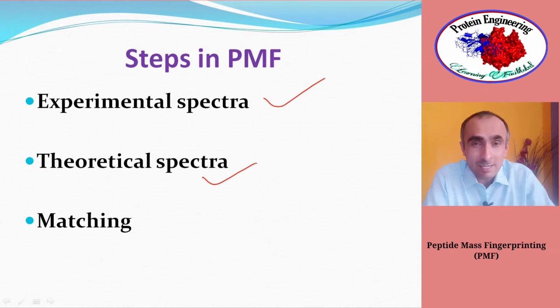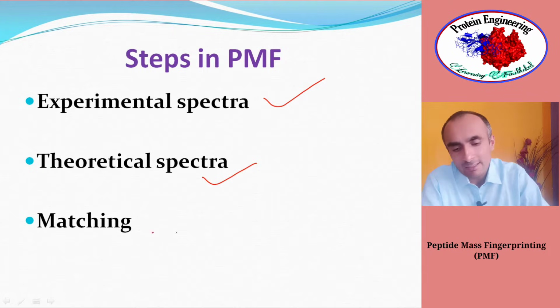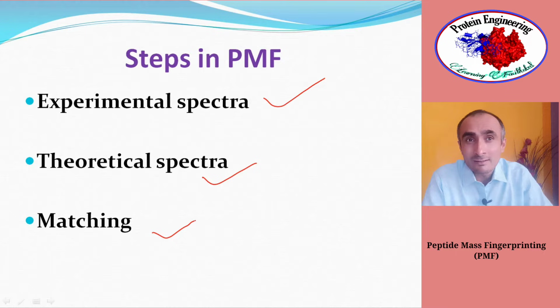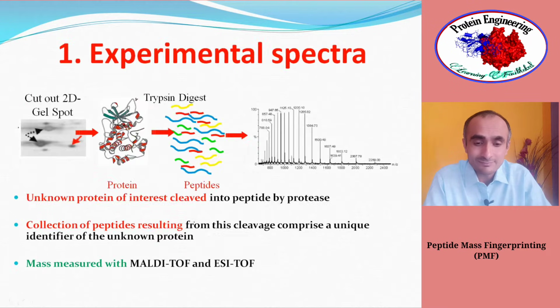And in the third step, the experimental spectra obtained is matched with the theoretical spectra available from the database, and whichever theoretical spectra matches best with the experimental one, that is the protein of your interest. So it's a very simple technique where theoretical and experimental spectra are matched in order to know the identity of a protein.